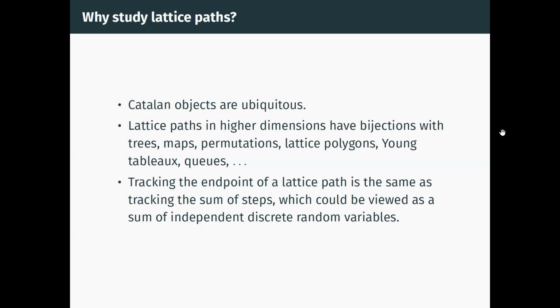Another thing is historically, a lot of the work on lattice paths has been done from a probabilistic perspective. And so along those lines, if you're tracking the endpoint of a lattice path, then you could view that as the sum of vectors that correspond to each step. And then you're really asking about potentially the distribution of a sum of random variables.